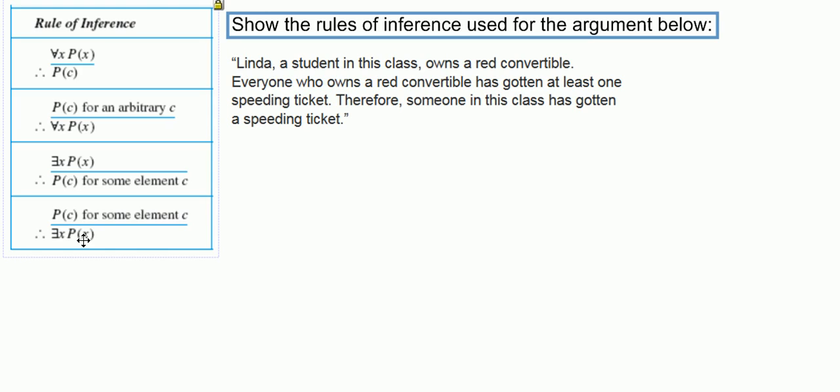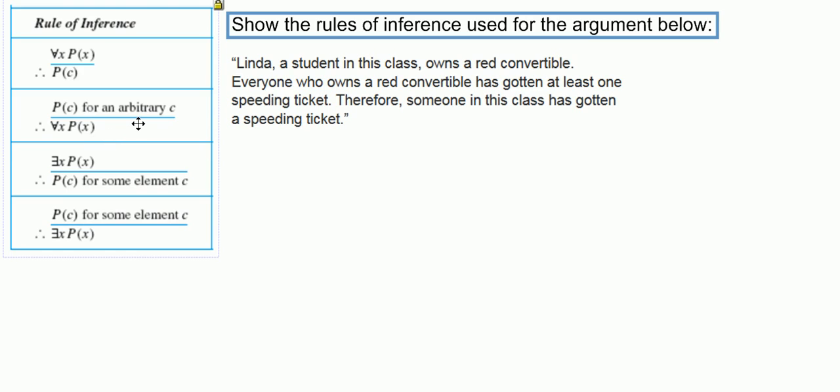For example, this first rule says for all x, p of x is the premise. Well, if we know that a predicate p of x is true for every x, then it certainly must be true for any particular c we pick. This is called instantiation because we're taking something that's general and applies to all x's and making it apply to one specific instance of it. We can also do the flip side of that.